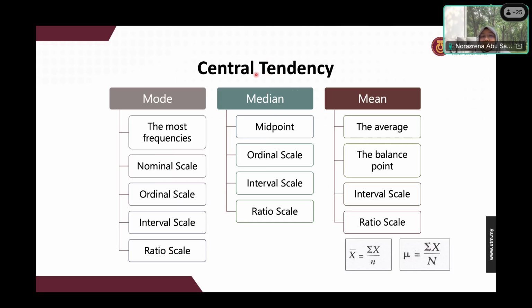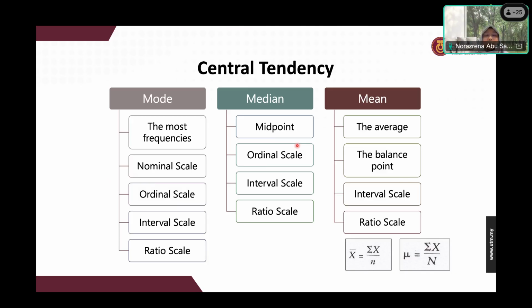For the median, it is the midpoint. In order to have the midpoint, you must order them from the lowest to the highest. If you cannot arrange them, rank them, or sort them, you cannot have the midpoint. So the median is the midpoint. You need to arrange them from lowest to highest or highest to lowest first. So the one in the middle is the midpoint.